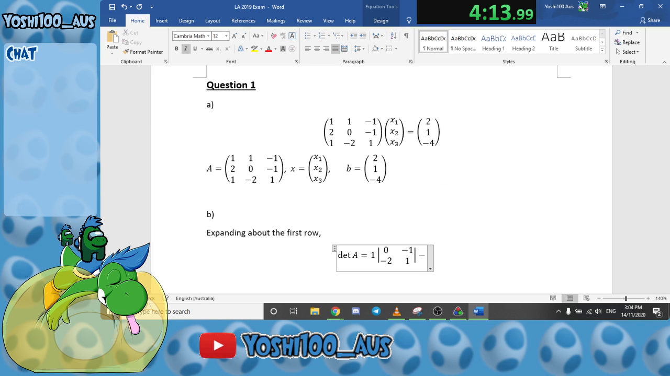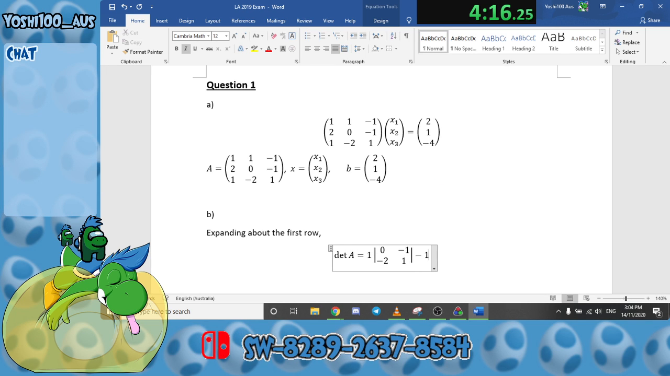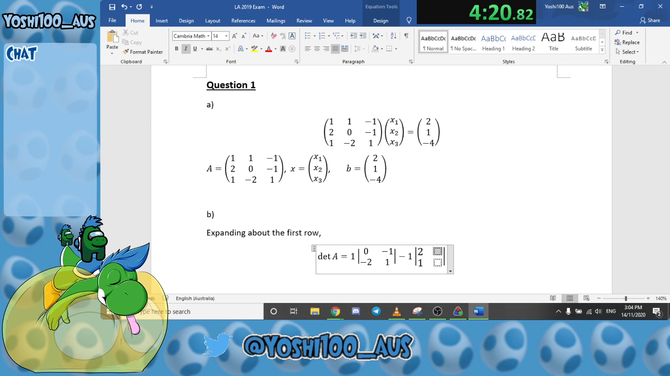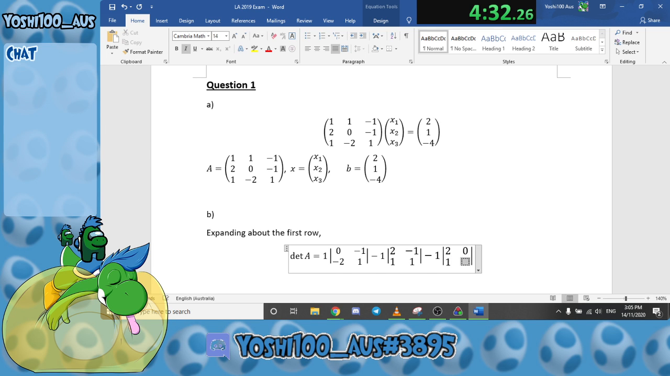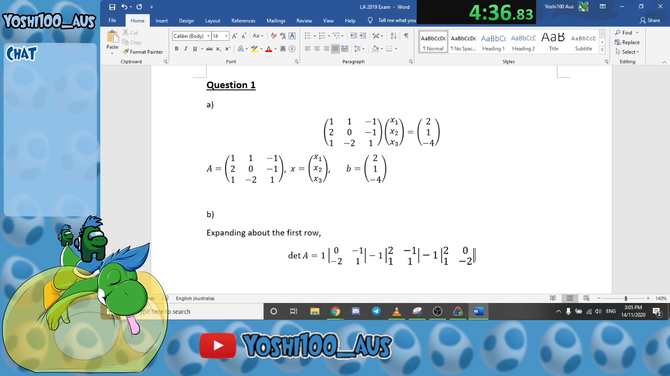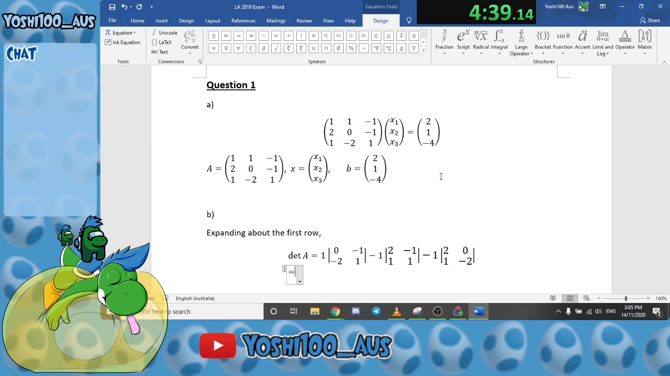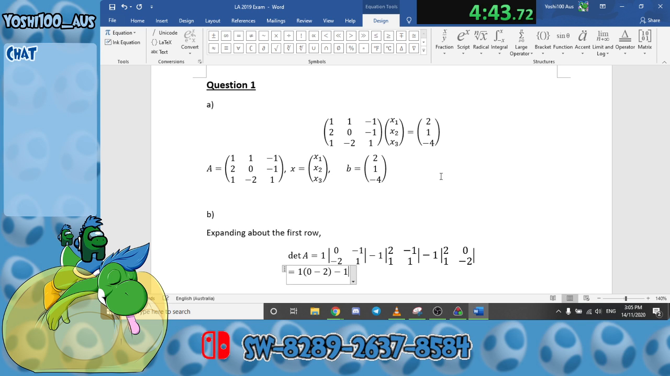Plus? No, it's minus. And then we have 1, 2, 1, minus 1, 1. Yep. And then take 1, because it's negative. You get 2, 0, 1, minus 2. Okay. Sure. And this is 0, take 2, take 1. 2 plus 1, take 1.